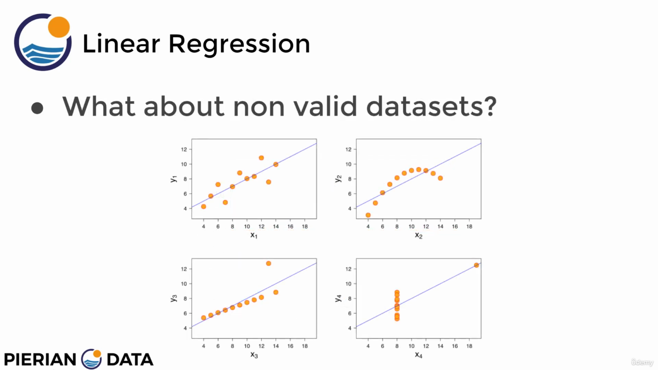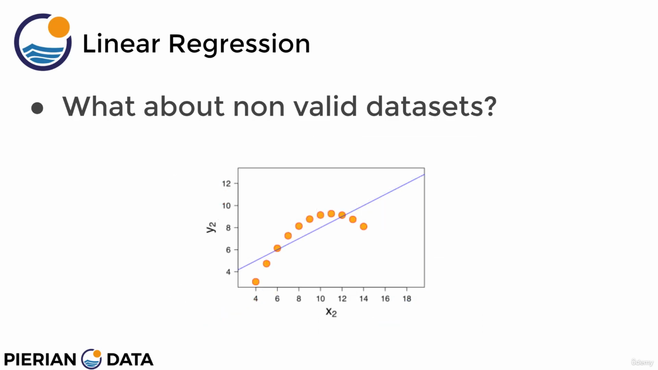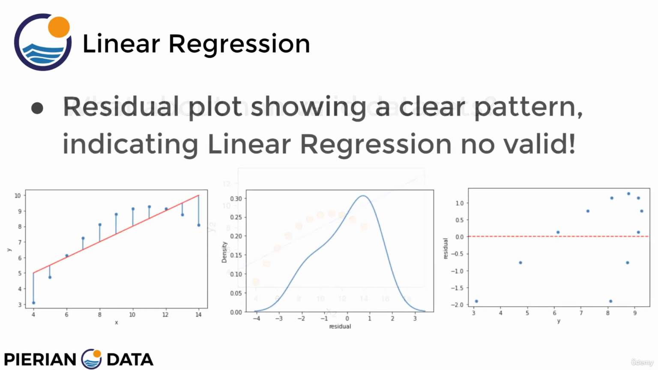So what about on non-valid datasets? Here, we clearly have some troubled datasets. What would their residual plots look like? Let's calculate it. So let's first take a look at this one. Here, we have a straight linear fit on something that should probably be a curve. It almost looks parabolic. So what do the residuals look like?